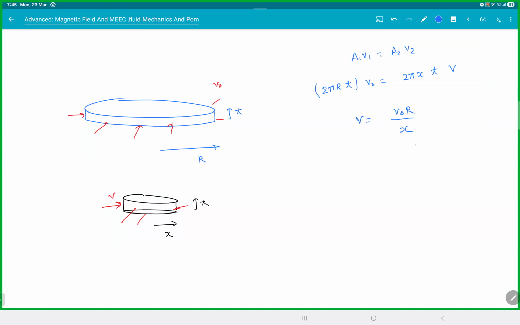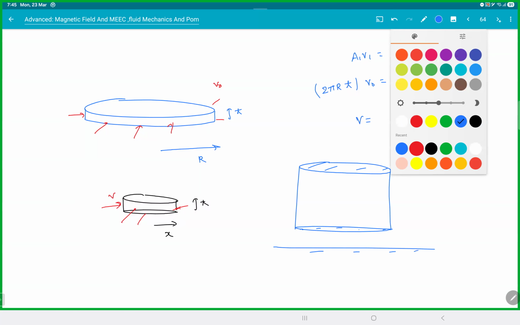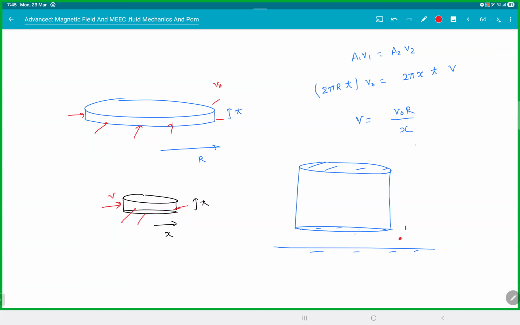This is the speed of the liquid as a function of X from the center. Means as the liquid is entering inside, the speed is increasing. It's going faster and faster. Clear with that? And now when you apply the Bernoulli, we'll apply Bernoulli just outside here, point 1, and we'll apply Bernoulli here at point 2 at a distance X. Then the equation would be P1 plus rho g H1, they're the same height, plus half rho V1 square, equals P2 plus rho g H2 plus half rho V2 square.